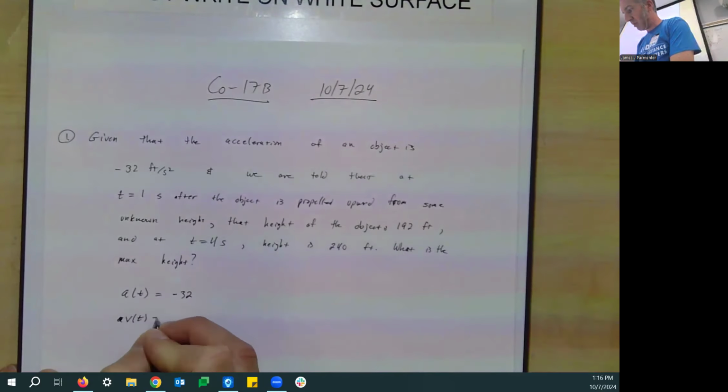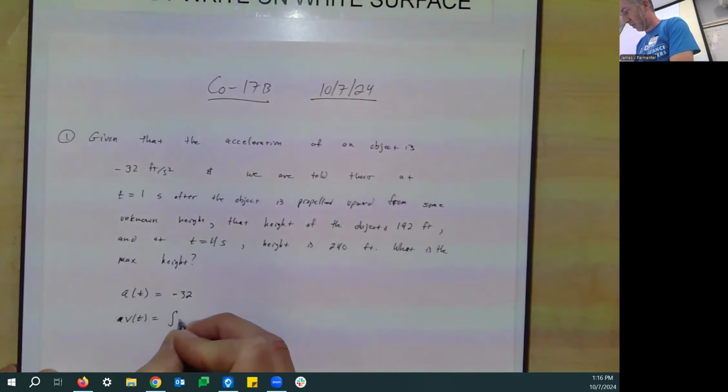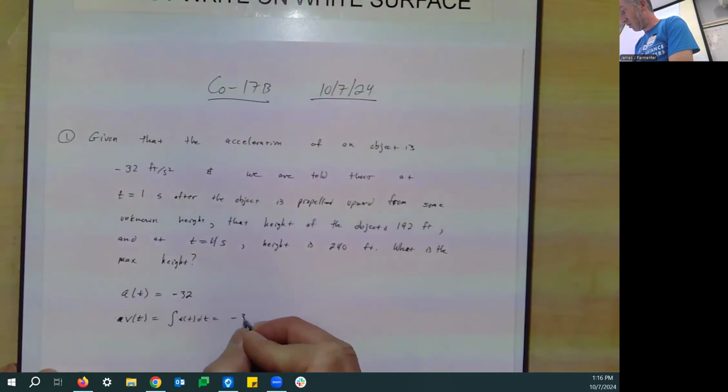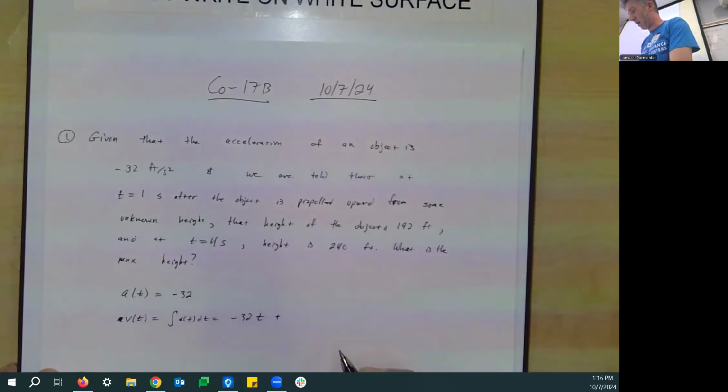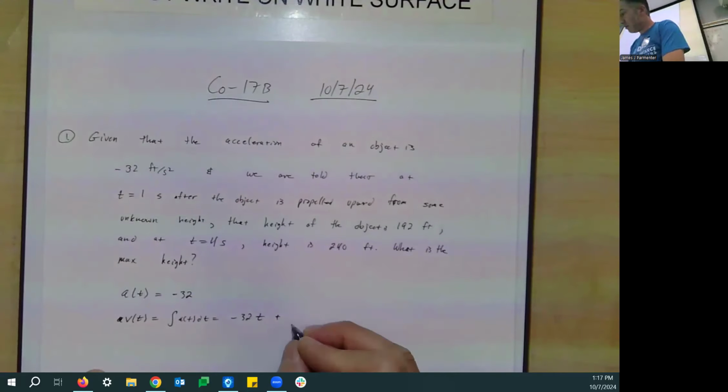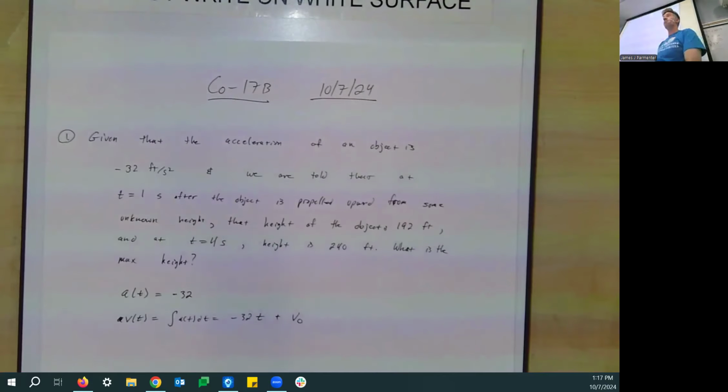So velocity is going to be the antiderivative of acceleration, which is going to be negative 32 times t plus some constant. Usually I write plus c, but here I'm going to write plus v naught, because that constant is the initial velocity, which we weren't told, right? Nobody told us how fast we were throwing this thing up in the air at the beginning of the situation. So we move on. I don't know anything more I can do at the moment.